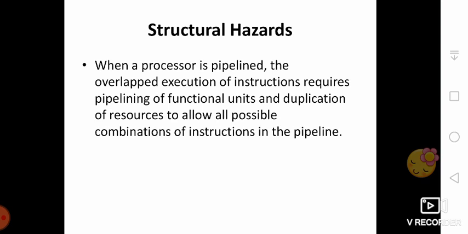What are the instances when a functional unit is not fully pipelined? Then the sequence of instructions using that unpipelined unit cannot proceed at the rate of one per clock cycle. Also, some resources may not have been duplicated enough to allow all combinations of instructions in the pipeline to execute. To resolve this hazard, stall the pipeline for one clock cycle when the data memory access occurs. A stall is commonly called a pipeline bubble, or just a bubble, since it floats through the pipeline taking space but carrying no useful work.